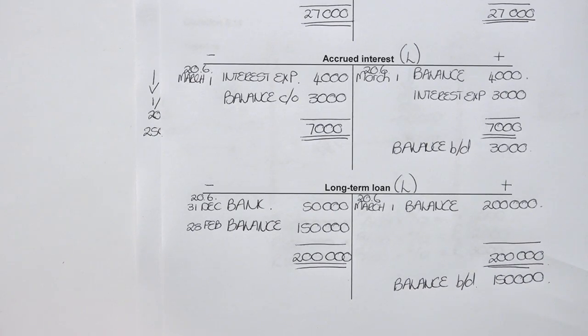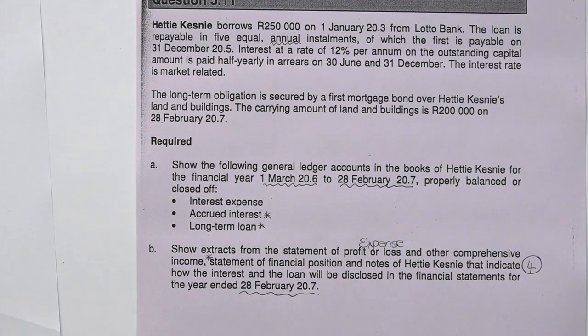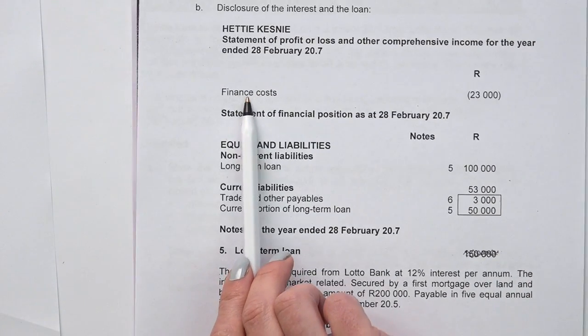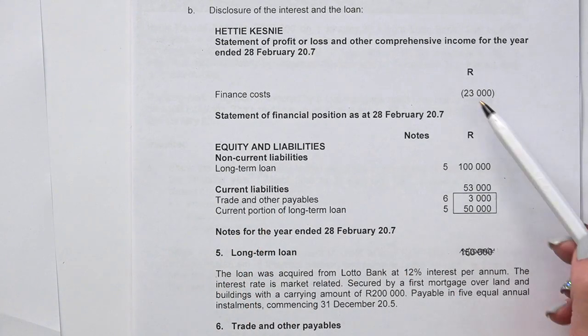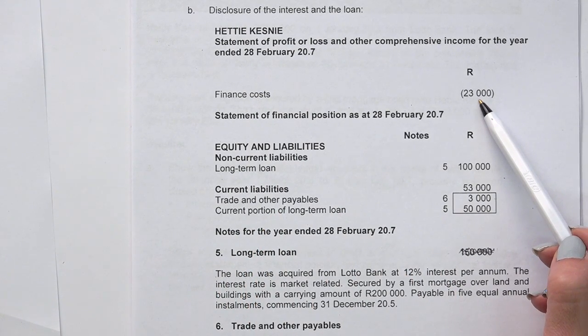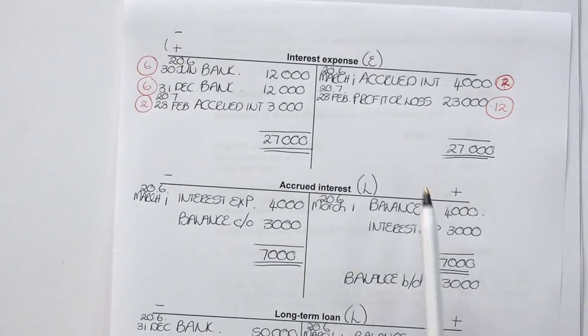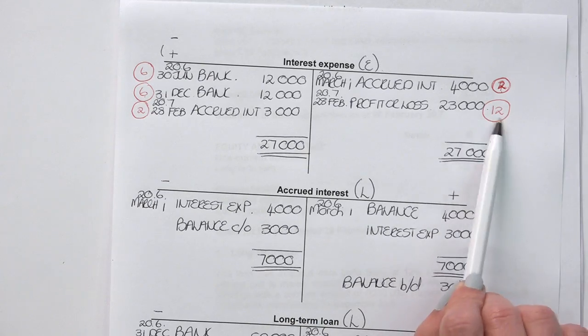You will recall that we indicated the interest expense account will influence my statement of profit or loss. So in my statement of profit or loss, I'm going to indicate under my finance cost, which is a separately disclosable item, right at the bottom, 23,000. So that's the interest expense according to your profit or loss closing transfer there for the 12 months.